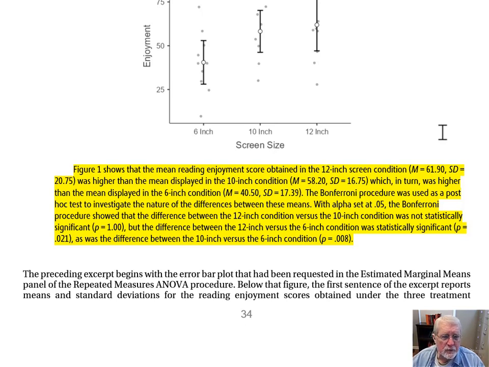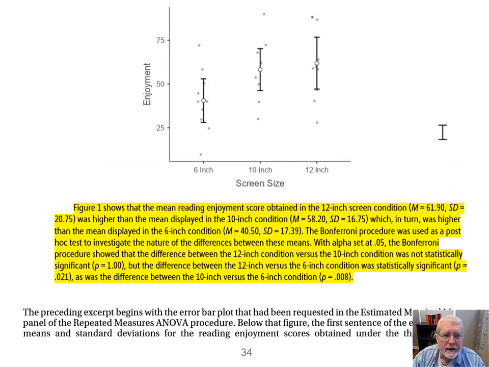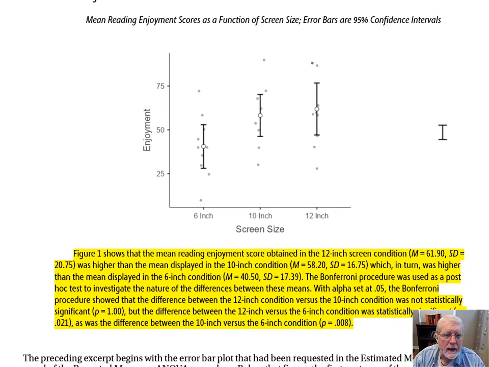Let's position this so that we can see the text and the figure at the same time. Figure 1 shows that the mean reading enjoyment score obtained in the 12-inch screen condition, and here I provide means and standard deviations, was higher than the mean for the 10-inch condition, which in turn was higher than the mean for the 6-inch condition. The Bonferroni procedure was used as the post hoc test to investigate the nature of the difference between these means.